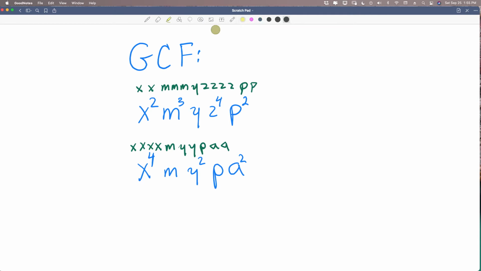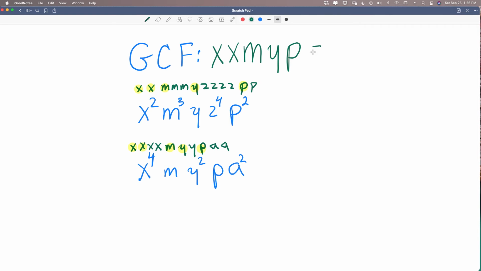Now we can identify what they have in common. So we have an x, and an x, and an x, and an x, m and an m, a y and a y, and we have 1 p and 1 p. That's all we have in common. So our greatest common factor is going to be x, x, m, y, p.